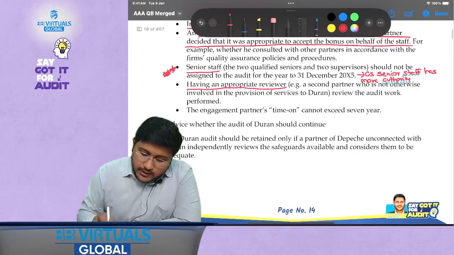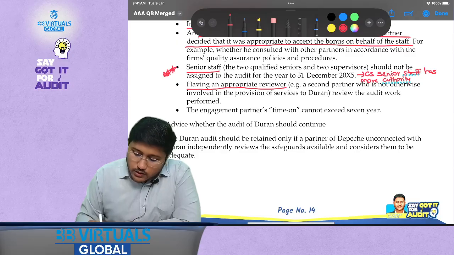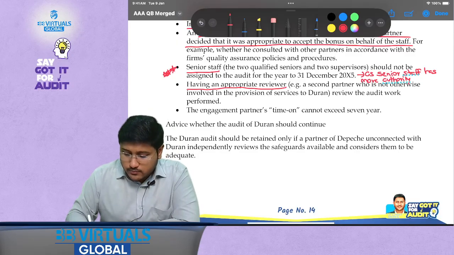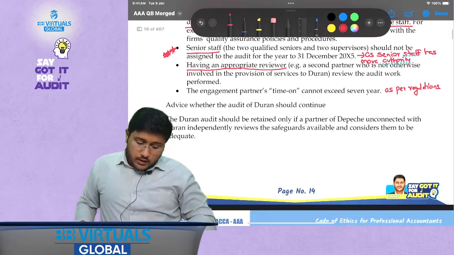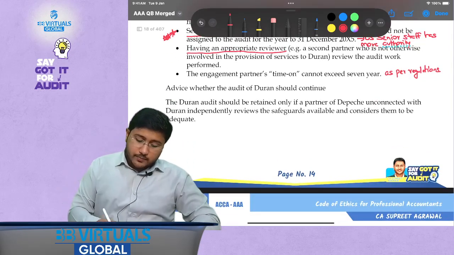Pre-issuance review also. The engagement partner's time cannot exceed 7 years, right? As per regulations, because it is a PIE, no? Okay. Now, advise whether the audit of Duran company should continue.